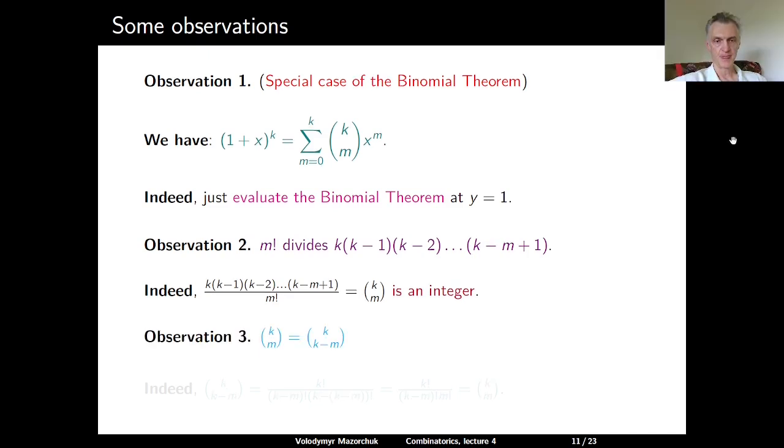Observation 3: the binomial coefficient k choose m equals the binomial coefficient k choose (k - m). Indeed, k choose (k - m) equals k factorial divided by (k - m) factorial times (k - (k - m)) factorial. This is equal to k factorial divided by (k - m) factorial times m factorial, because k - (k - m) equals m. And this in turn equals the binomial coefficient k choose m.